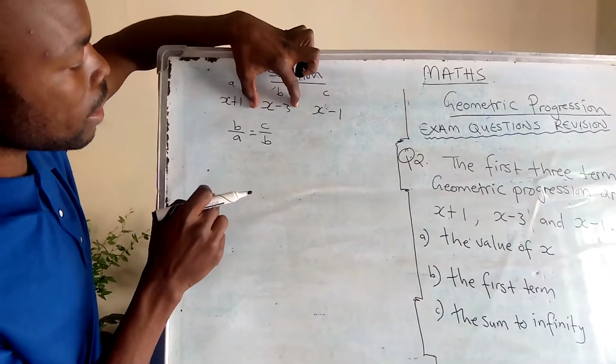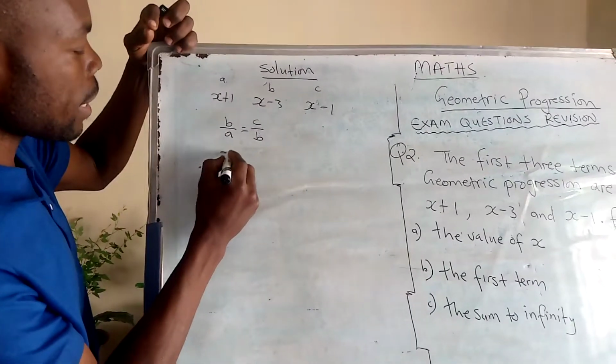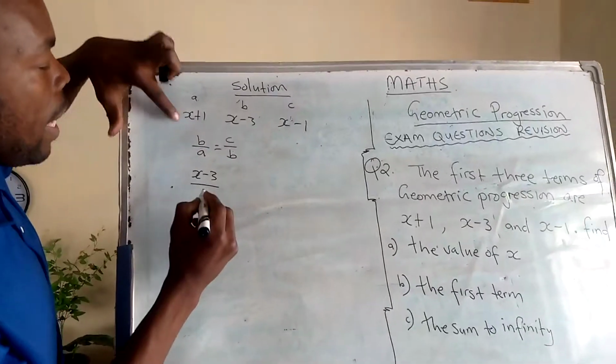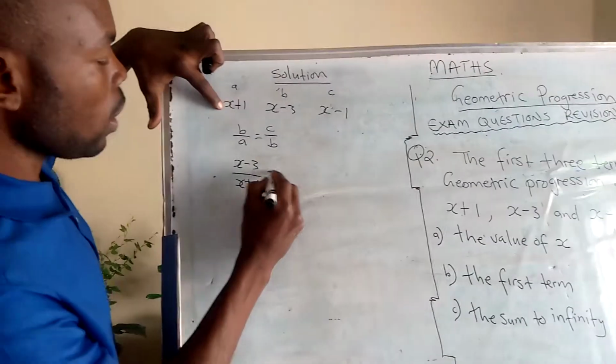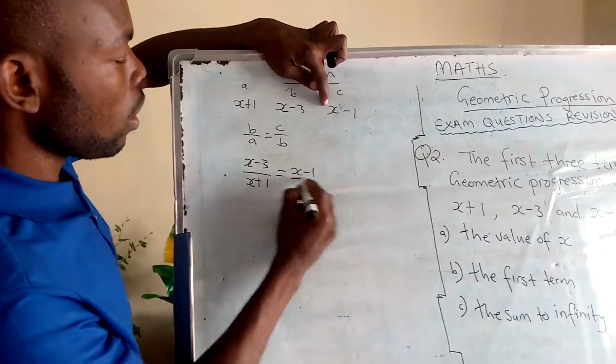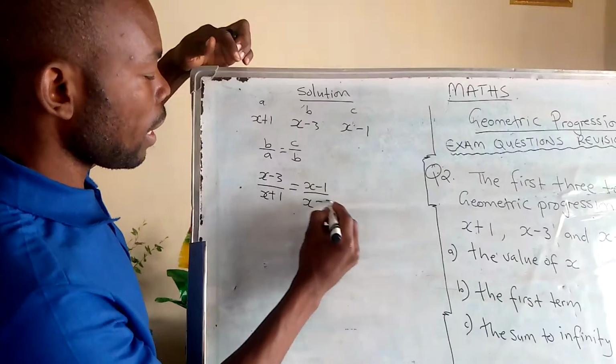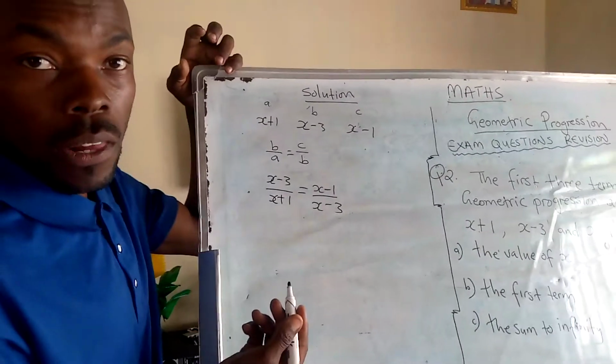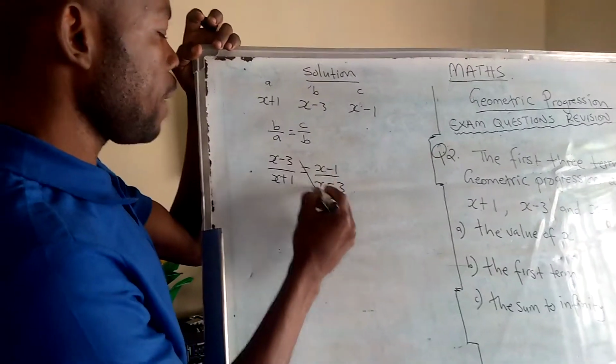Quickly, we just replace where there is B, you place this B. B is x minus 3, over A is x plus 1, equals C, which is x minus 1, over B, which is x minus 3. I was just substituting. So we cross multiply here.